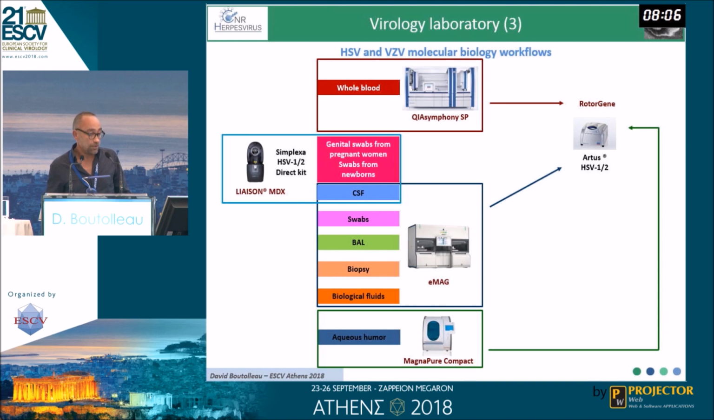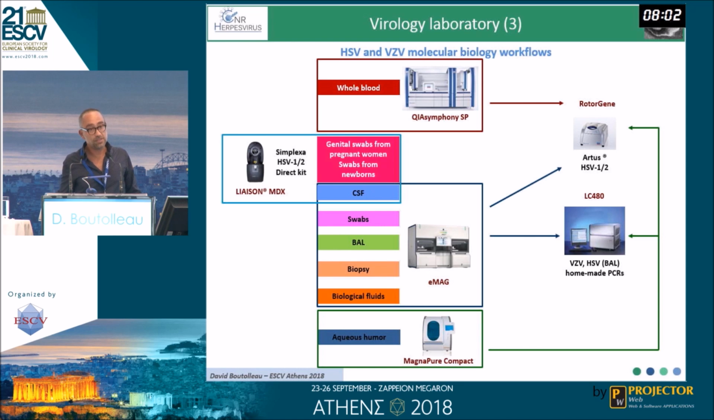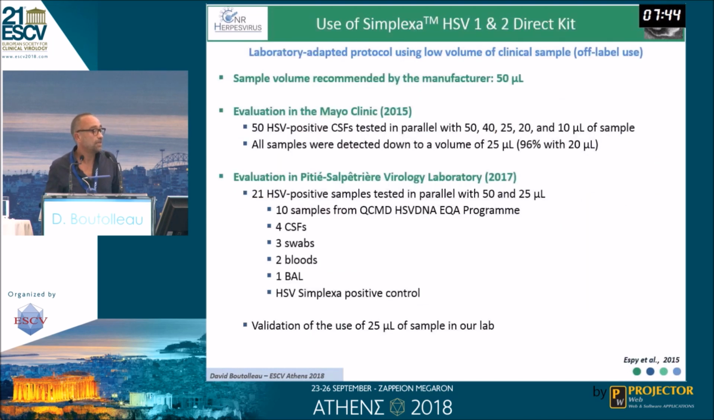HSV 1 and 2 PCR is performed with the Argene kit on the Rotor-Gene, and for VZV PCR we still have a homemade PCR. It is also used for HSV in the bronchoalveolar fluids, because we perform in parallel HSV PCR and a cellular gene PCR, as we quantify the virus according to the cells, just to have a cutoff for HSV pneumonia. So now moving to the Simplexa test.